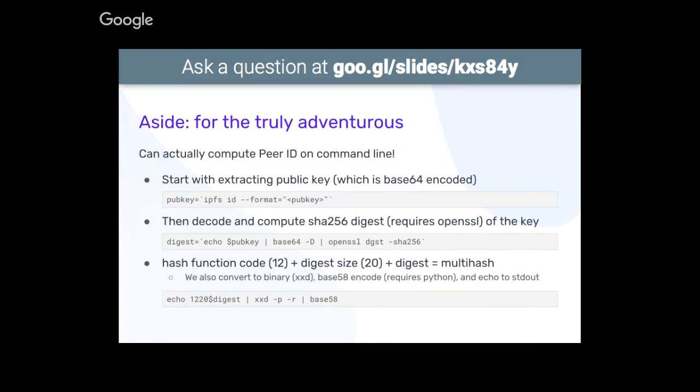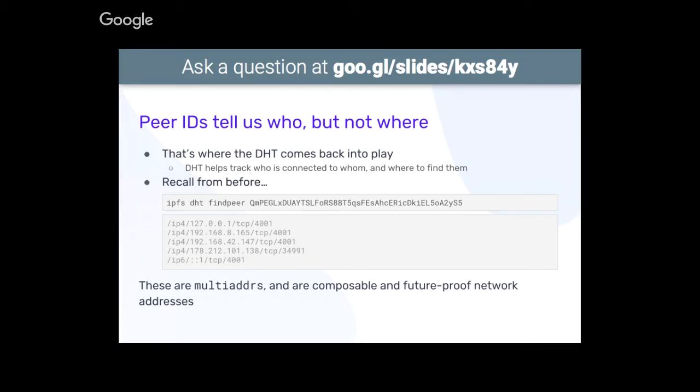I'm going to skip this slide, but it's up here just for fun. You can play around to see how you actually compute a peer ID on the command line. And if you have any questions, join us on our Slack channel for that. It may require you to install some Python tools.